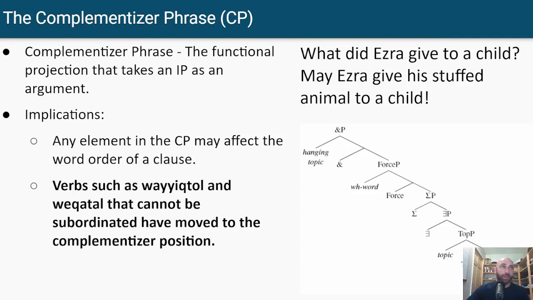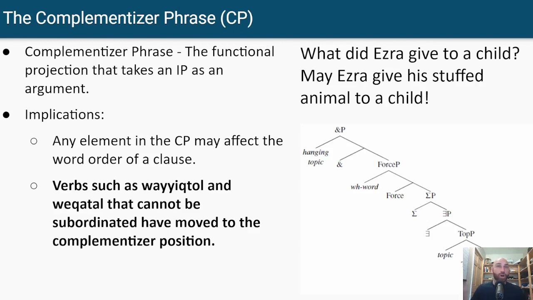As a really concrete example of this, we can think of vayiktol and vekatal in Hebrew. So what's interesting about these verb forms is that they cannot be subordinated. So you can't say asher vayiktol, right? Or ki vekatal. You can't do that. And again, what we talked about before, this idea of complementary distribution, this means that they're occupying the same slot in the syntax.